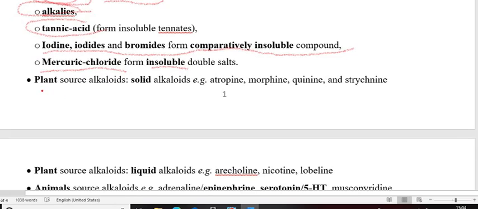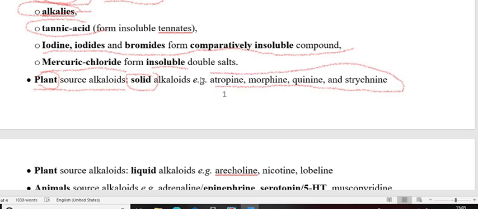Other properties of the alkaloids: alkaloids are isolated from plants. So this is called the plant source of the alkaloid. We already discussed the solid and liquid ones, and they are isolated from plant sources. The solid alkaloids are atropine, morphine, quinine, and strychnine. So these solid alkaloids are all plant source.